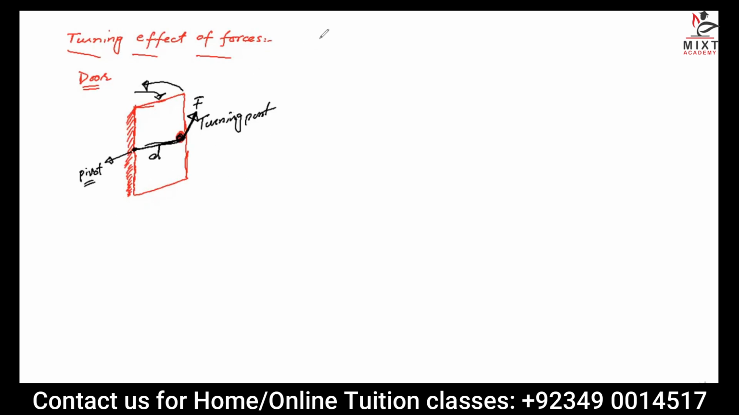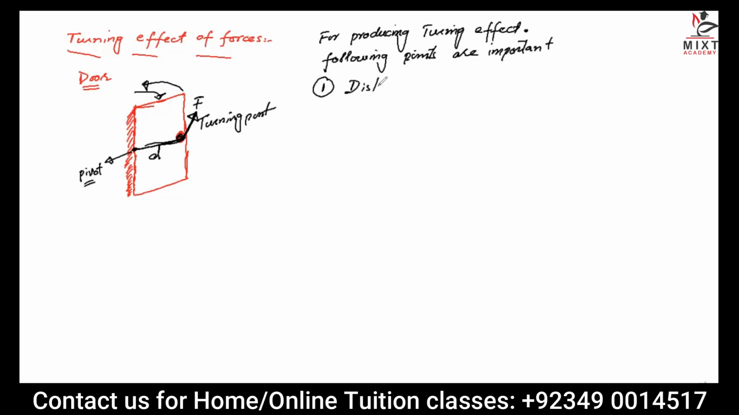For producing a turning effect, the following points are important. What are the following points? Number one, the distance from the pivot, or the distance between the pivot point and the movable point.